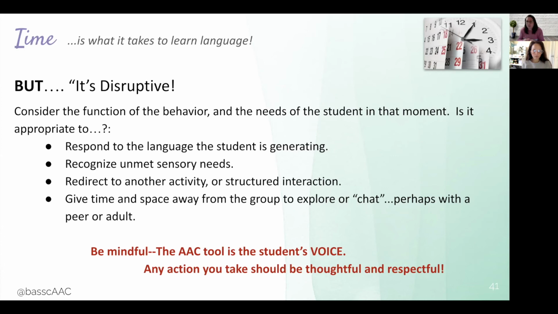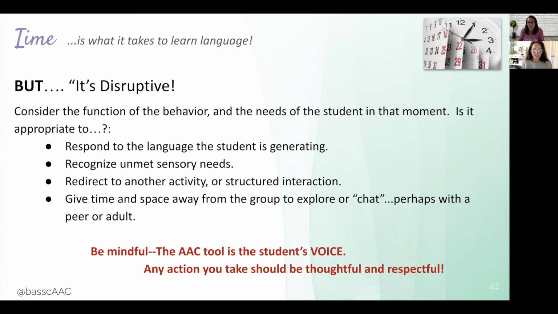Redirect to another activity or structured interaction. So again, redirecting back to activity, like the example that I gave with the circle time, or redirecting just back to the interaction, like, oh, it's not time to be talking about whatever it is they're hitting on their device. It's not time to talk about shapes right now. We're talking about the weather.